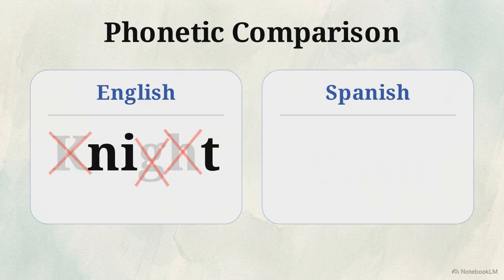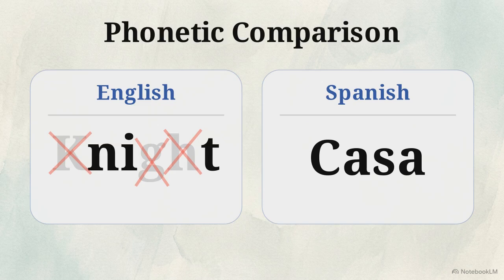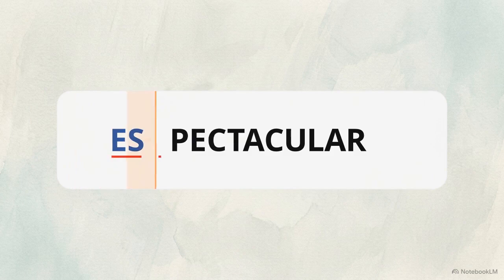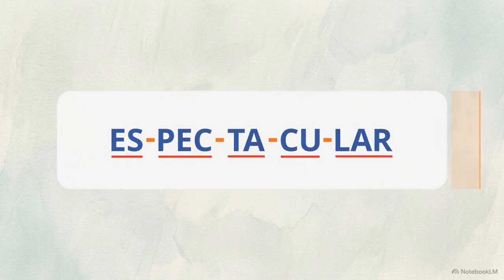But in Spanish, a word like casa has no hidden tricks. Every letter lights up as it's spoken. C, A, S, A. By mastering a small set of highly consistent rules today, you will be able to look at almost any Spanish word you've never seen before and pronounce it correctly. We start with the vowels.